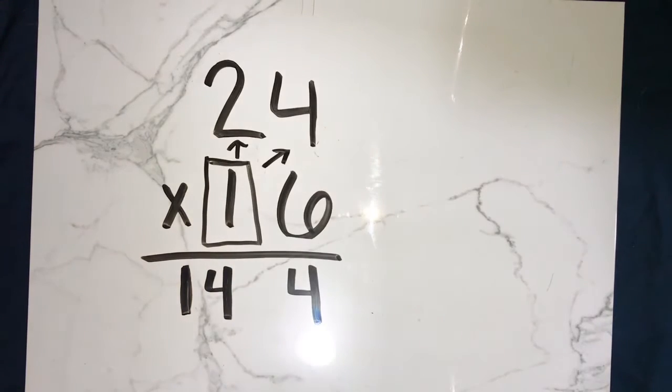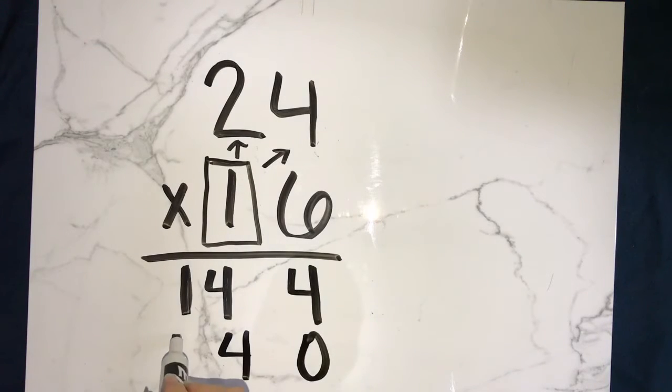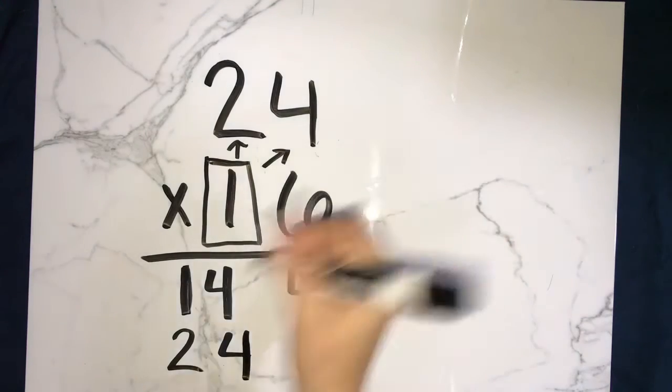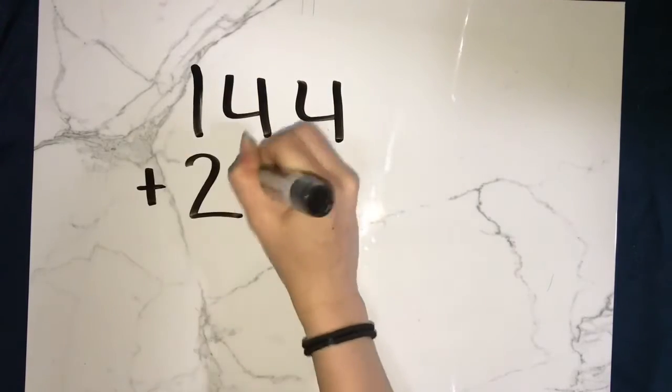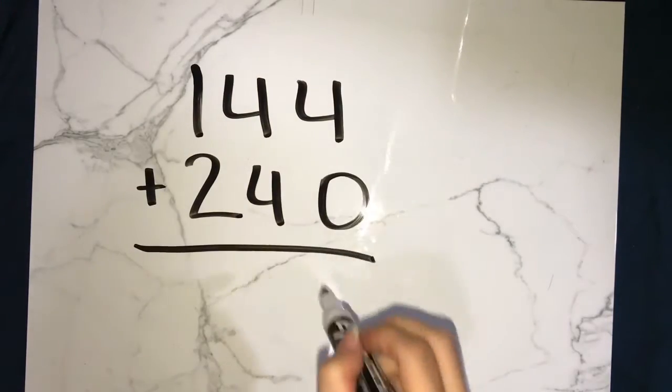Now we're going to do 1 times 4 and 1 times 2, but whenever you do a 2-digit times 2-digit, we'll put a 0 down first. So 1 times 4 is 4 and 1 times 2 is 2. Now with these two numbers we've got down here, we're going to add them up to get our answer. So I'm going to bring them over here, 144 plus 240.